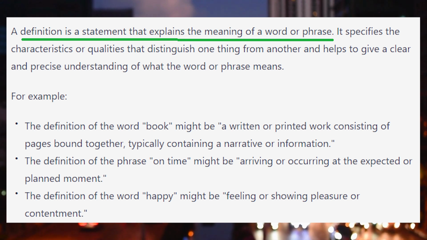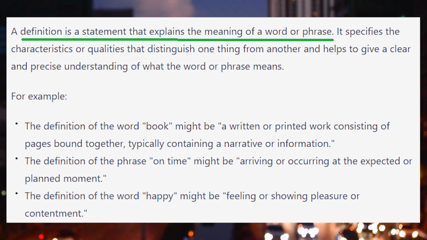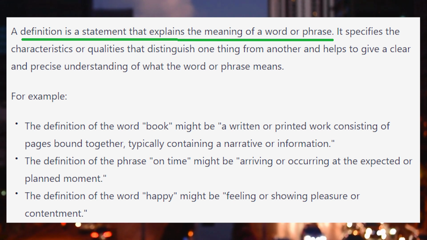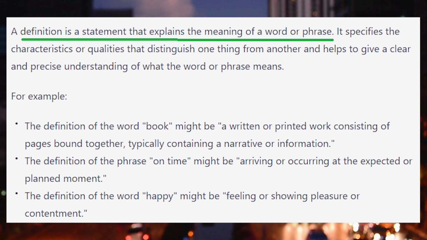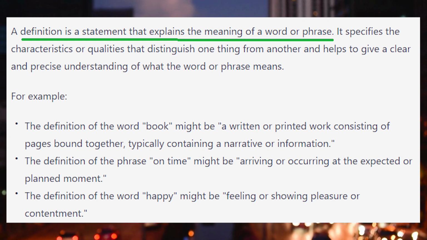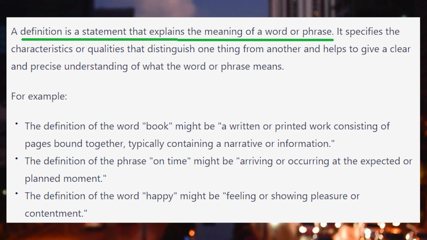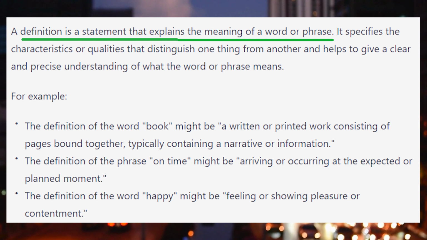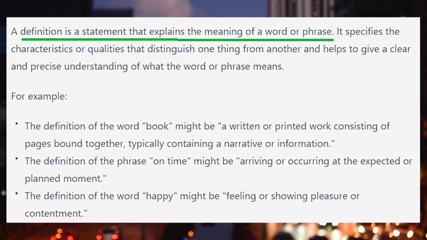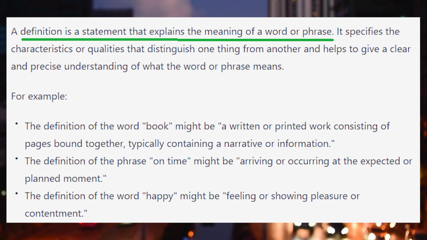Some examples. The definition of the word book might be a written or printed work consisting of pages bound together, typically containing narrative or information. The definition of the phrase on time might be arriving and occurring at the expected or planned moment. Definition is just what the word or phrase means.